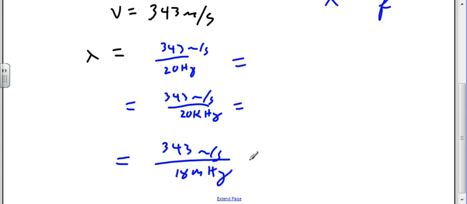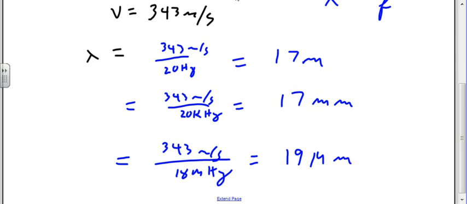All right, now we're ready to use our calculator. 17 meters. 17 millimeters. And 19 micrometers. Doesn't look like a micro, so we'll go back and do it again. 19 micrometers. Okay, so that's all there is to 3.